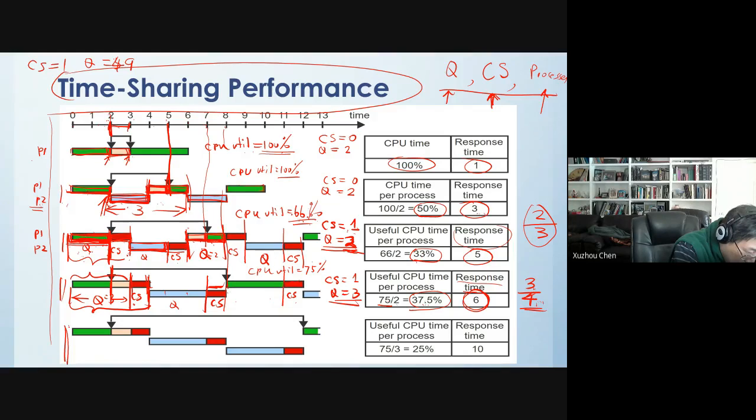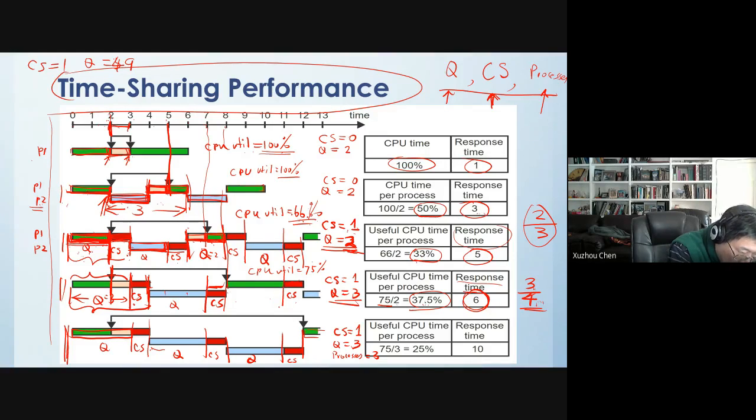Now let's take a look at the last case. The context switching time is still 1. The time quantum is still 3. But now you have 3 processes. Okay. So process 1 takes 3 time units, and then context switch. Process 2 takes 3 time units, context switch. Process 3 gets 1 time quantum, and then context switch, and then we move back to process 1. And now process 1 gets the CPU.